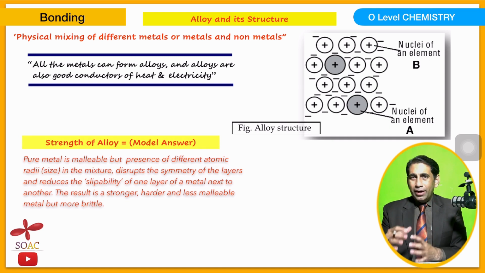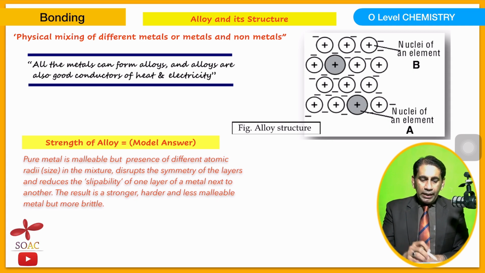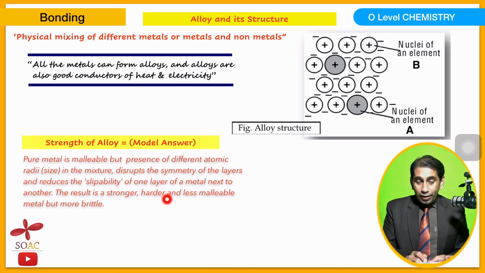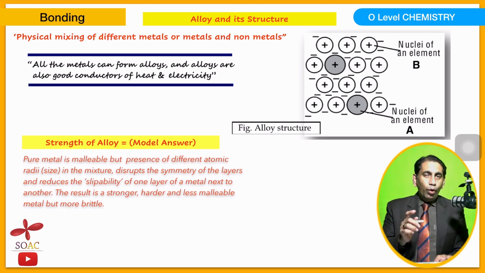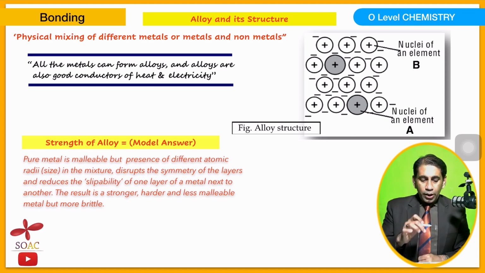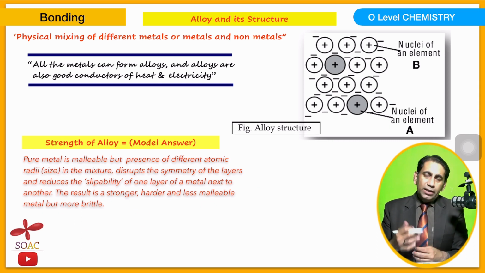Why are the alloys more strengthened as compared to the simple normal metal? Number one, pure metal is malleable, but the presence of different atomic radii sizes in the mixture disrupts the symmetry of the layers and reduces the slippability of one layer over the next layer. This results in a stronger, harder, less malleable, but more brittle mixture that is said to be an alloy. As far as my opinion is concerned, you will have to remember this paragraph for the typical response on the structure and the strength of alloy.